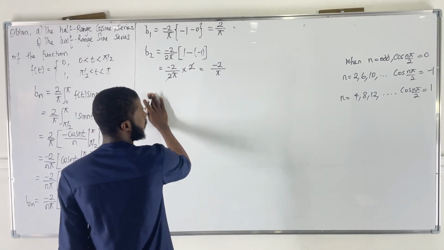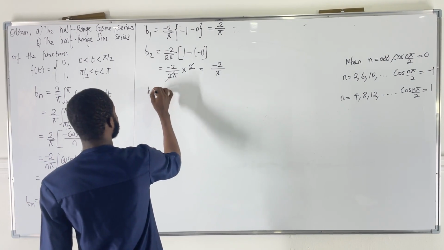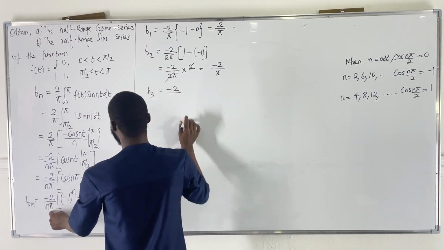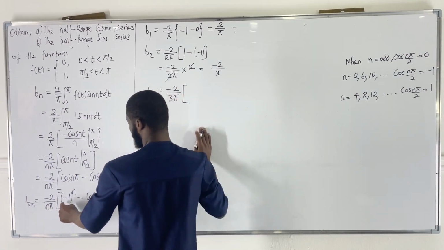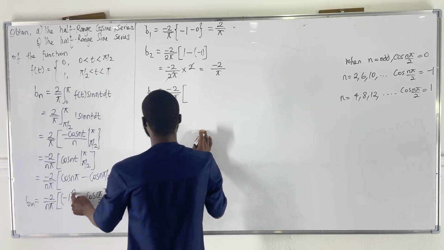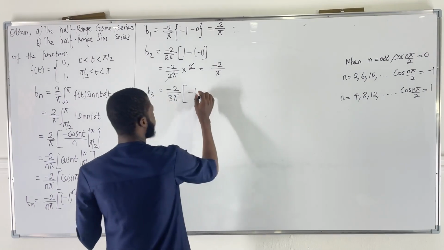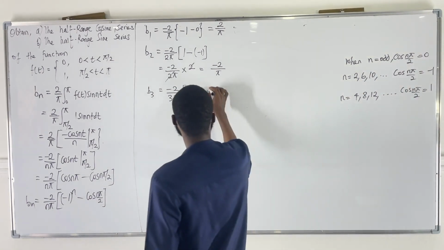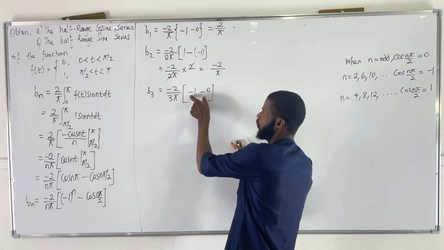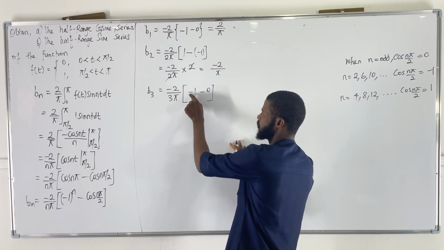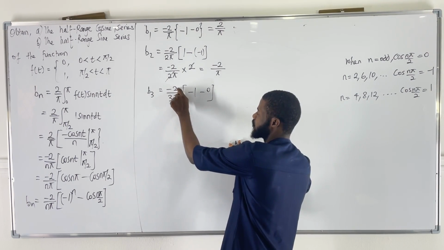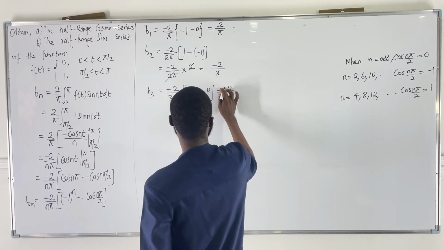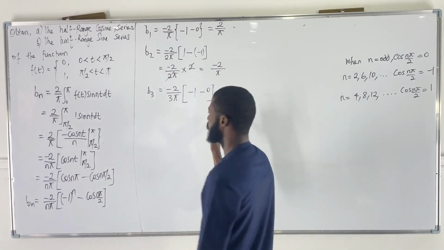Next, B3. So for B3, this will be minus 2 over 3 pi into, if you put 3 here, minus 1 raised to the power of 3 is still minus 1. And then minus this guy here, when n is odd, because 3 is odd, you'll be getting 0. Now, this whole item here is minus 1 because the 0 is nothing. So this is minus 1. Minus 1 times minus 2 will give us plus 2. So that means we're going to be having this as plus 2 over 3 pi. So this is what we have.